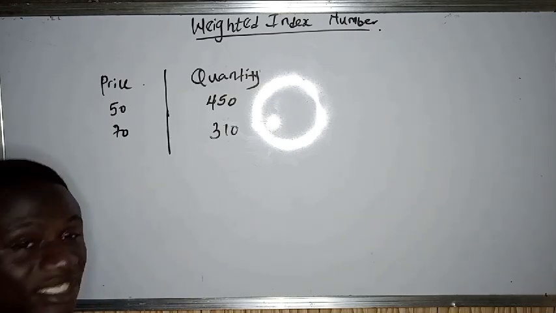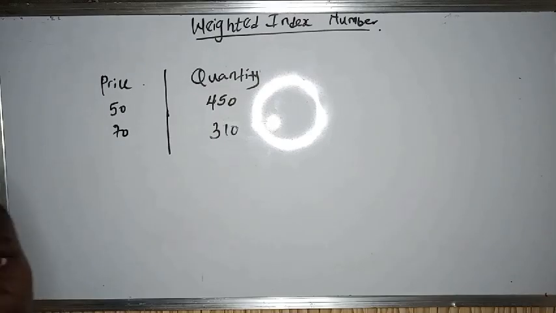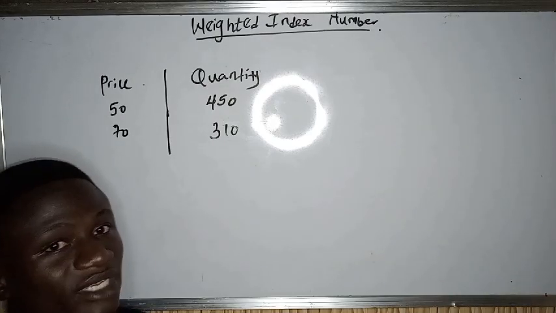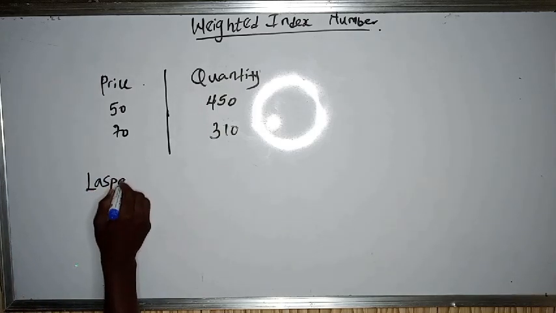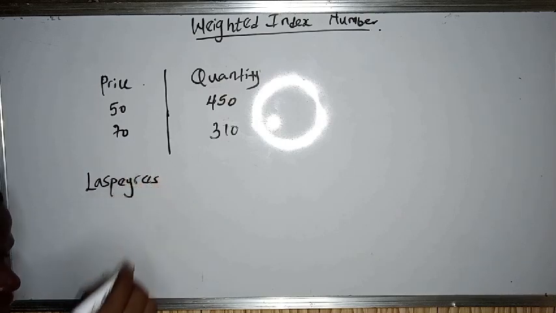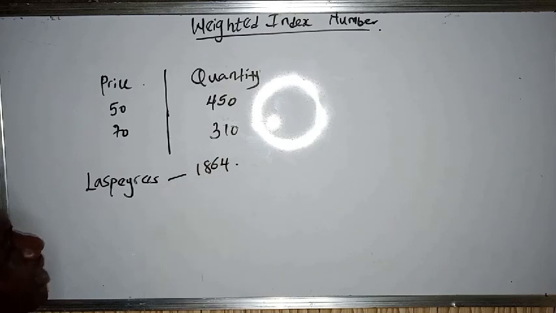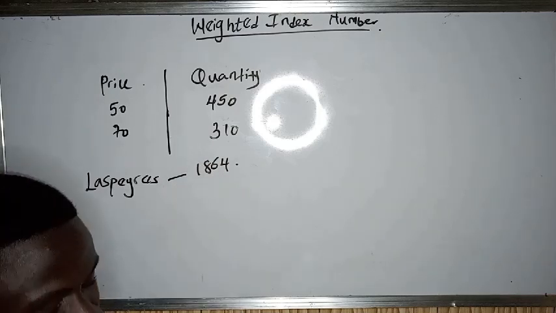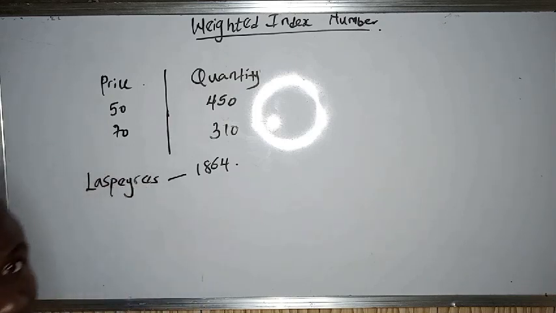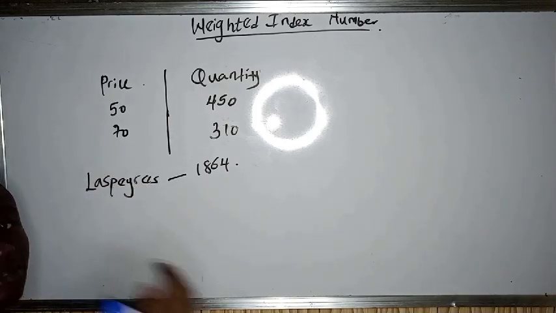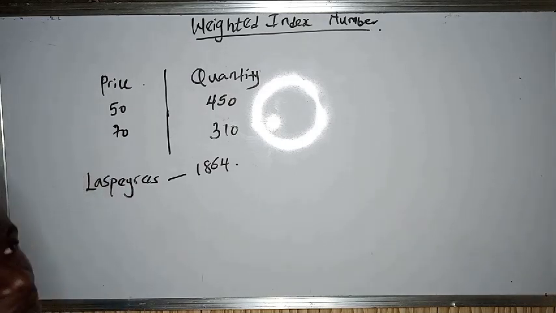We have different scientists who have postulated a lot of things about it. A good example is Laspeyres. I think he postulated his own in 1864. When he did, Laspeyres explained and convinced us that we should use the last year price. What do I mean by the last year price? I mean the old year price.